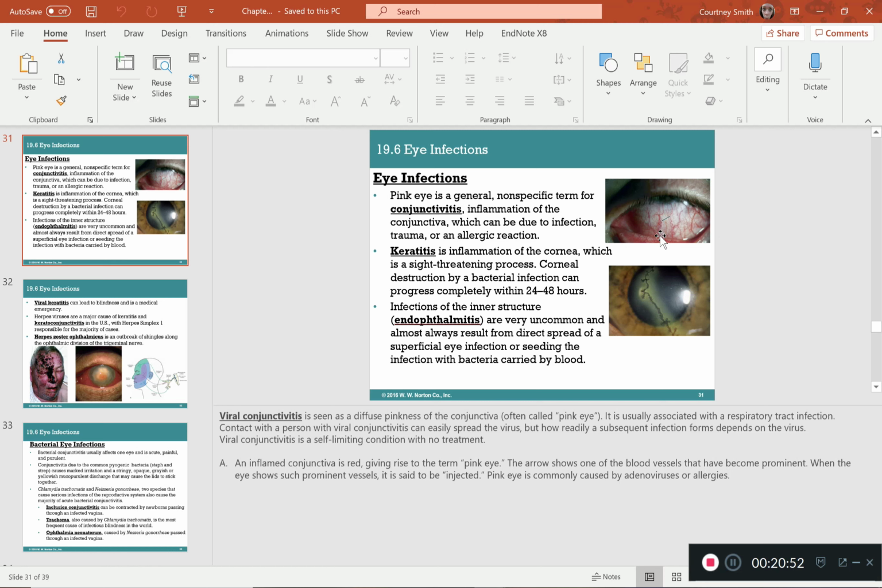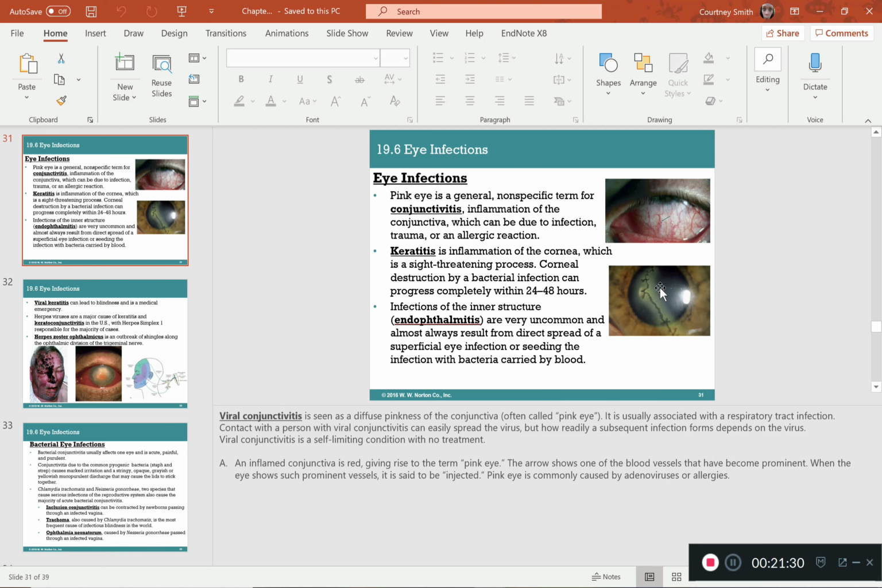Conjunctivitis can be caused either because of infection, trauma to the eye, or even allergies, so it's not always associated with a microorganism. And then keratitis is the inflammation of your cornea, which can be found right here in your eye. Actually, I believe it's 2 layers back of your cornea. This is considered sight threatening, meaning that if you fear that your patient has an infection of the cornea, you definitely want to get them seen as soon as possible so you can preserve sight.